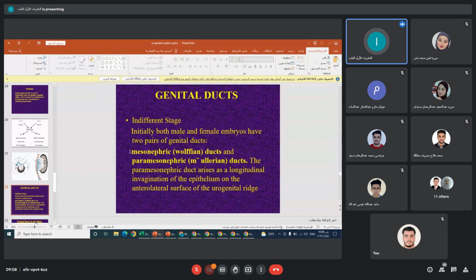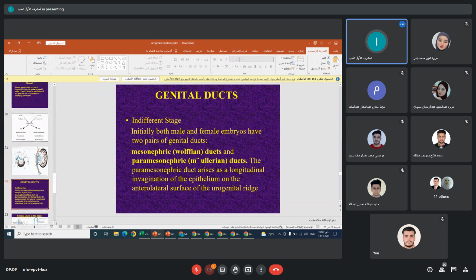We said it arises from intermediate mesoderm. What about the paramesonephric duct? It arises as a longitudinal invagination of the epithelium on the anterolateral surface of the urogenital ridge. And then it is a longitudinal invagination of the epithelium. That's enough.